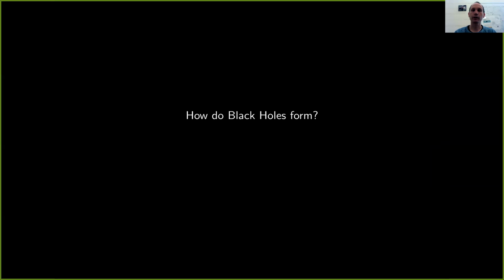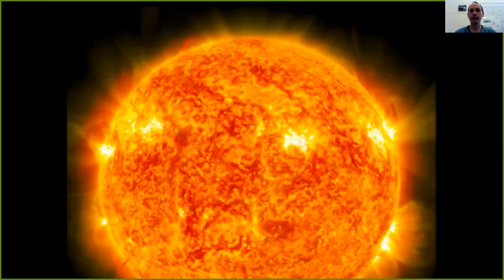Next, I want to talk a little bit about how black holes actually form. It all starts with stars, such as our sun. Our sun is a main sequence star. It is about halfway through its lifetime of about 10 billion years.